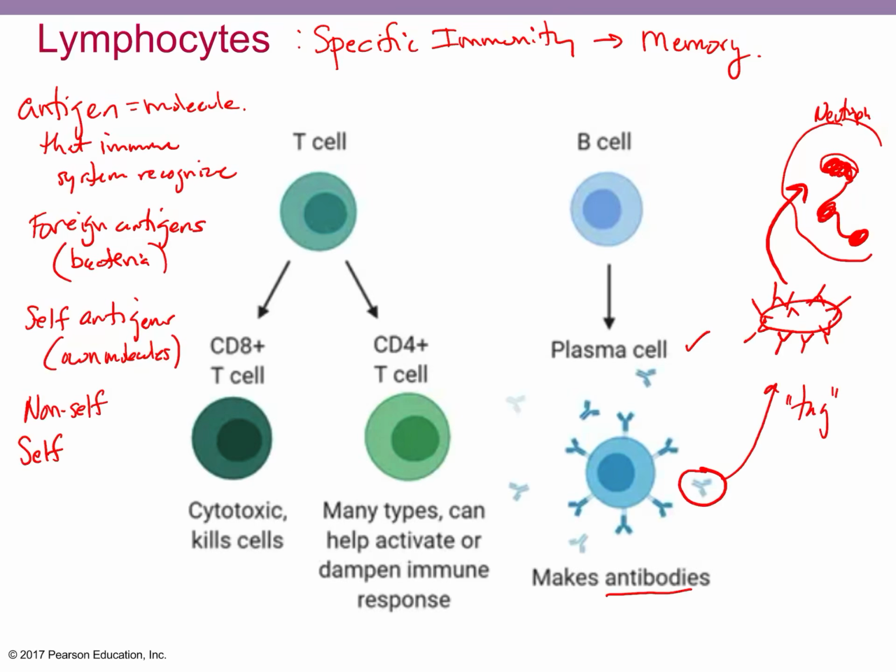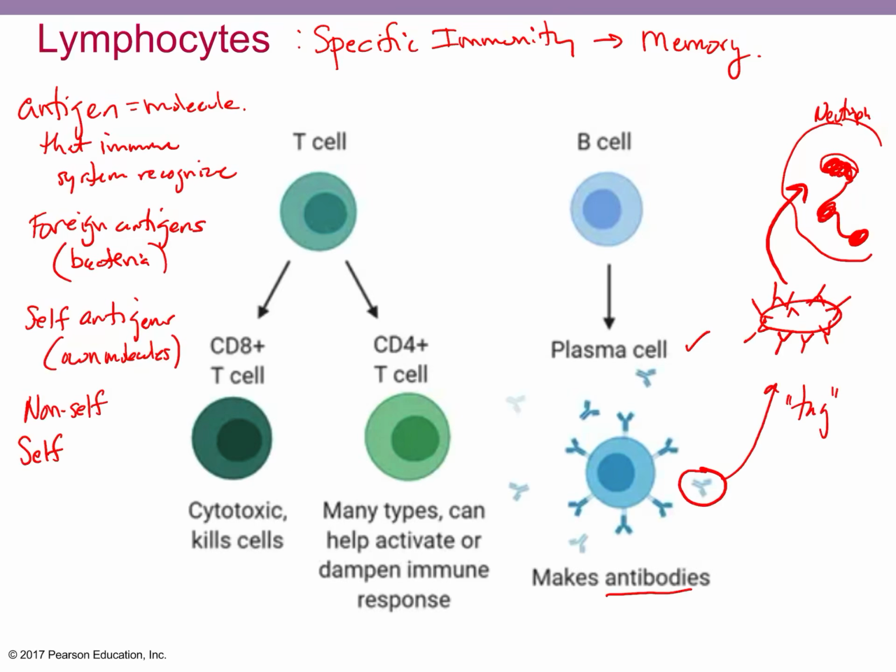pathogens. So the B cells don't kill, they just secrete these antibodies, and the antibodies tag, and then your phagocytes will destroy. So it's the neutrophils and the macrophages and the monocytes that actually destroy. Your B cells just produce the antibodies that tag.